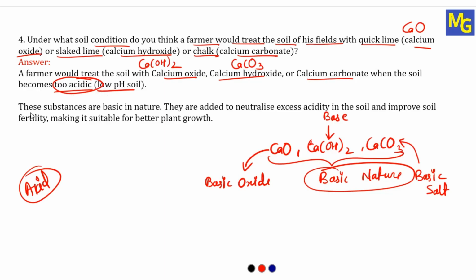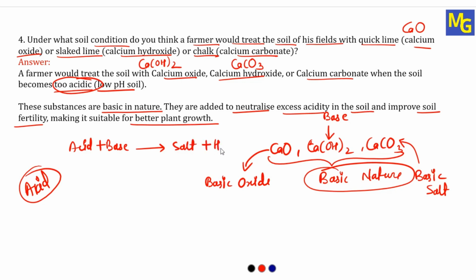Now see the same sentence. These substances are basic in nature. They are added to neutralize excess acidity in the soil and improve soil fertility, making it suitable for better plant growth. Because as we all know, if acid is mixed with base, then we will get salt and water. And this reaction is called neutralization. Remember, this reaction is called neutralization.